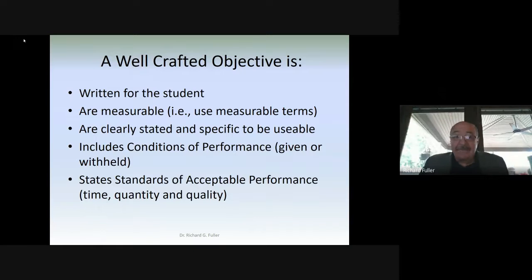So a well-crafted objective does 5 things. A lot of the literature deals with 3 activities here, but we've put a couple of additional things in place. First, it has to be written for the student. You can't write an objective that talks about instructional strategies or things that you as the teacher are going to do. You have to write it for the student. So a lot of what you do is start off with, at the end of the lesson, the student will be able to.